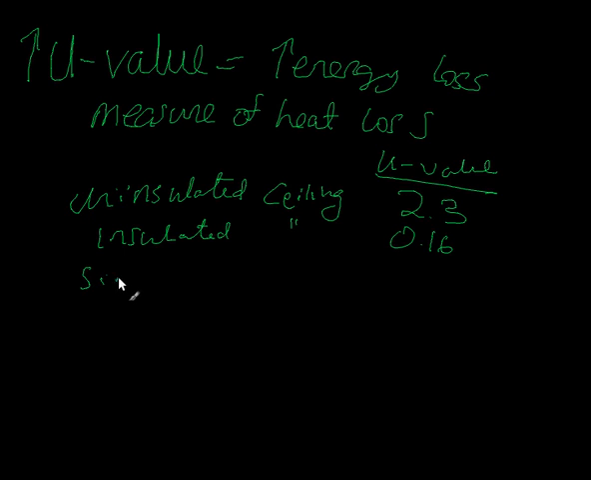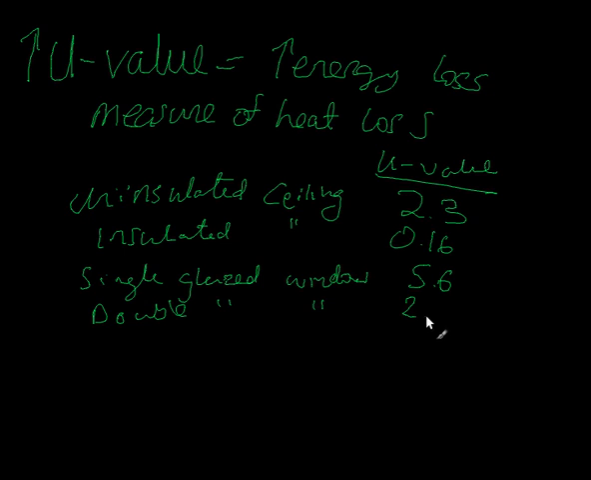Let's take single glazed windows. This is windows with just one pane of glass. It has a U-value of about 5.6. A double glazed window has a U-value of 2.8. And you might say, 2.8 what? I mean, you know the lower the better, but is it a big deal?